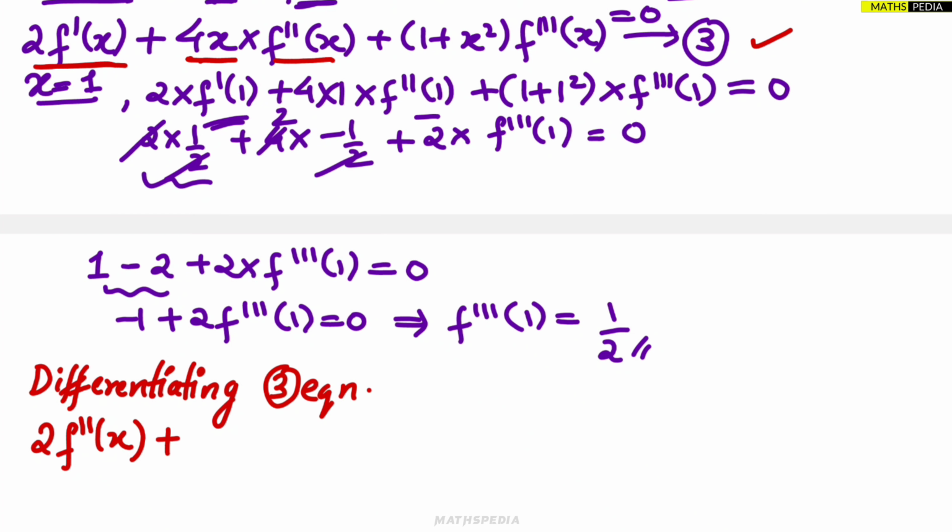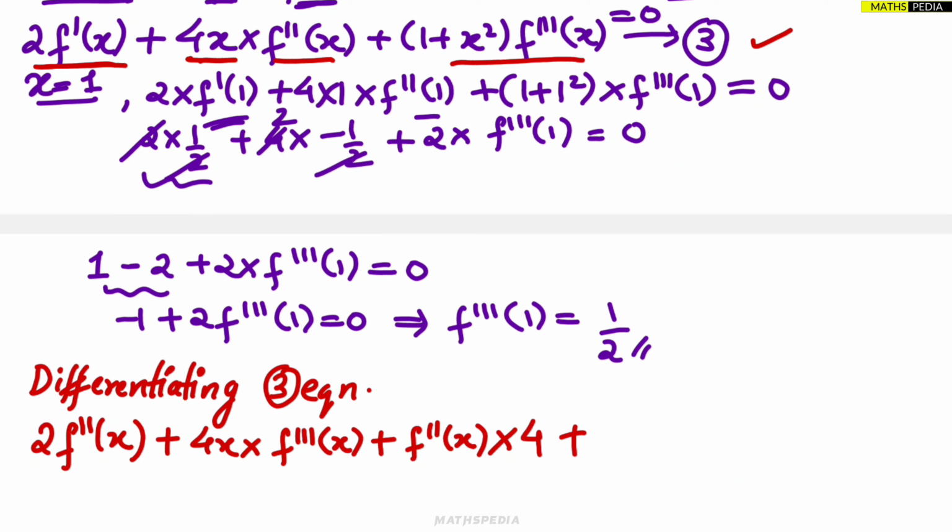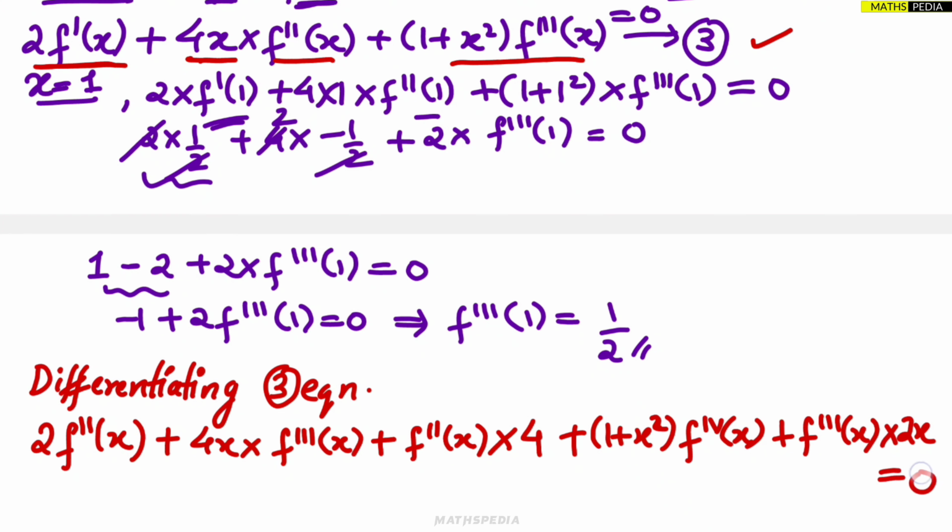UV rule. So here it will be first function as it is into differentiation of second function plus second function as it is into differentiation of first function, which is 4x differentiation, 4, plus. Here again you have to differentiate using what? UV rule. So here also first function as it is into differentiation of second, so you get the fourth derivative, plus the second function as it is into differentiation of first function, which is 2x, equal to 0. This is very important, right, equal to 0.